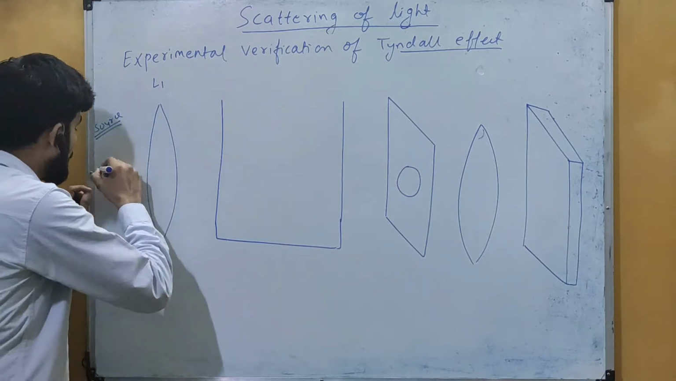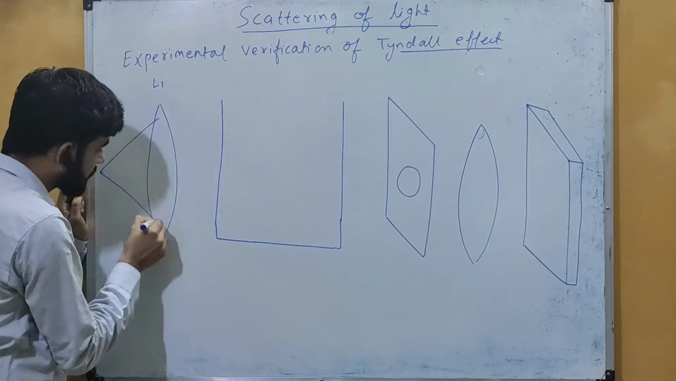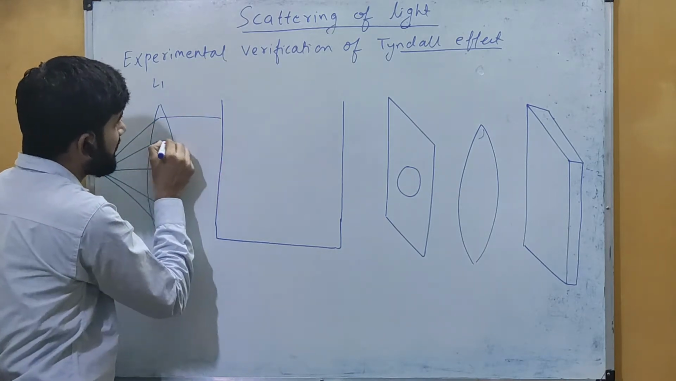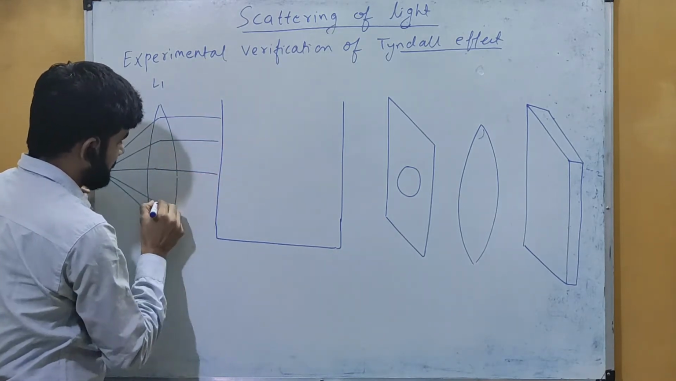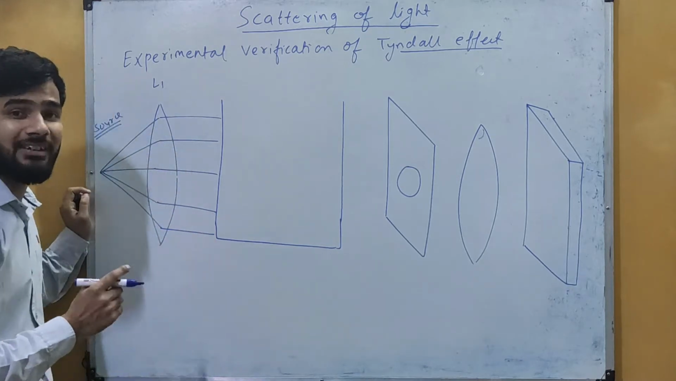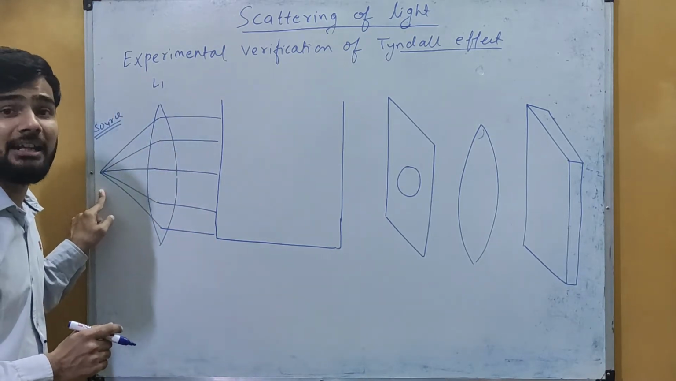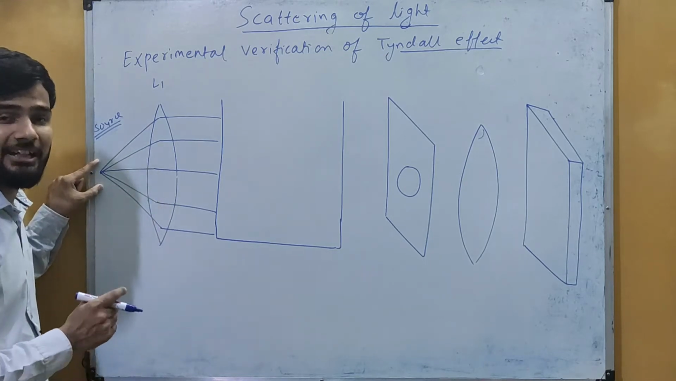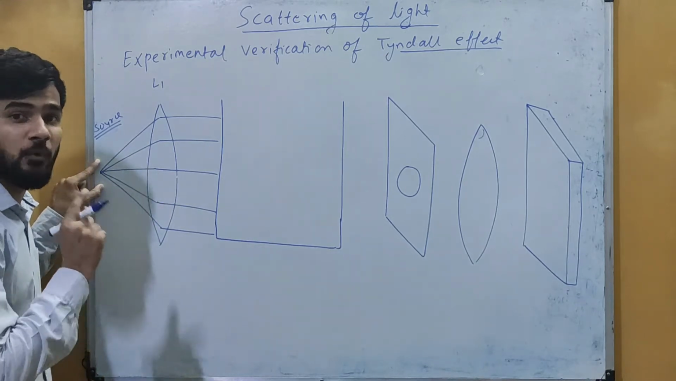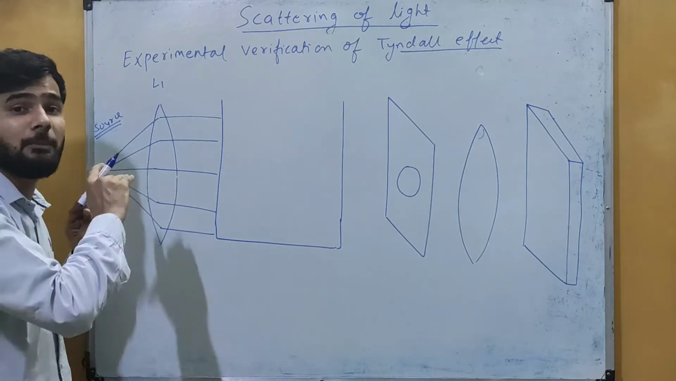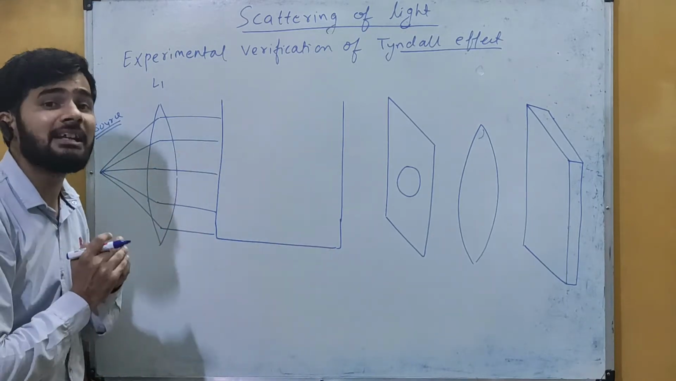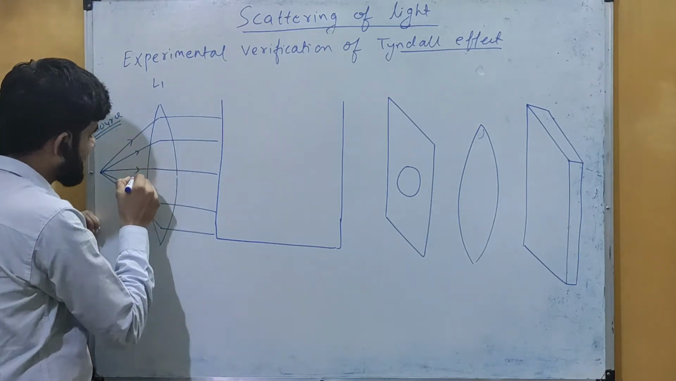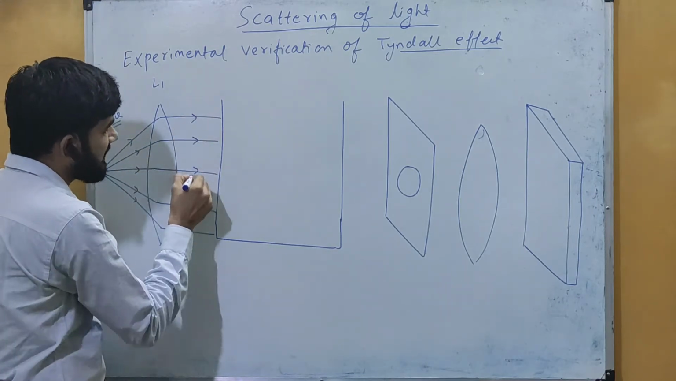What will happen because of this? Whatever light passes through this lens, all the light rays will become parallel. Or we can say this source is kept at the principal focus of this lens. So whenever a light source or object is at the principal focus, the light rays will be parallel to the principal axis after refraction, which we have seen in the previous chapter. So here all these lights will be parallel to each other.